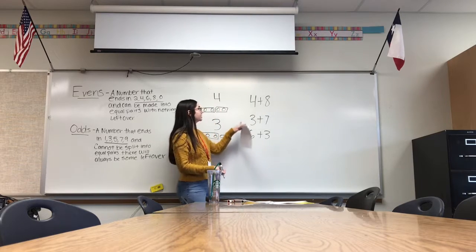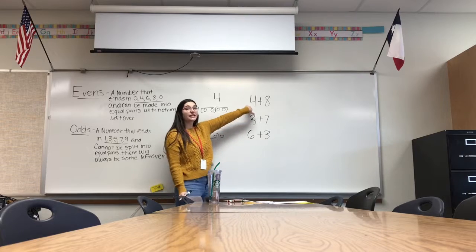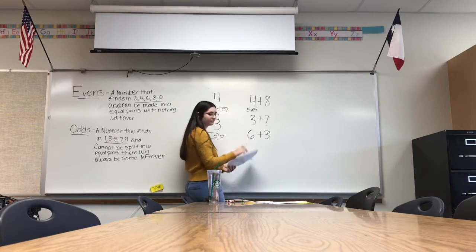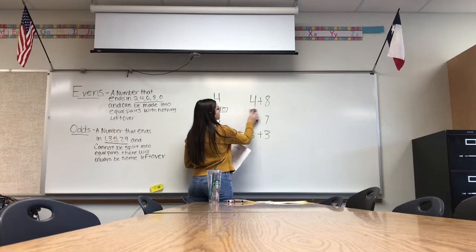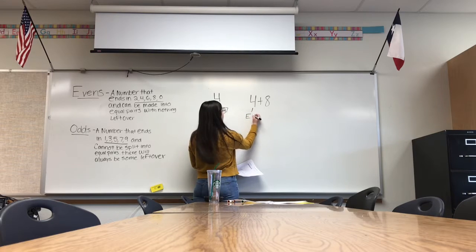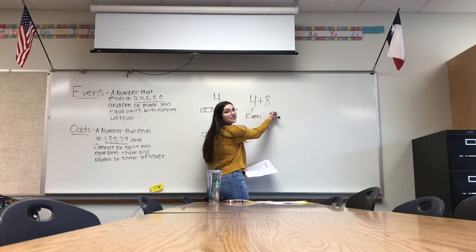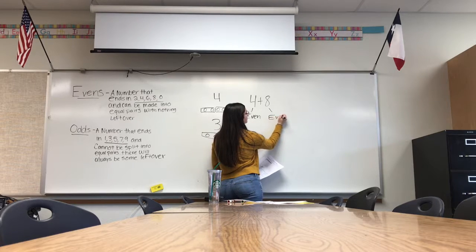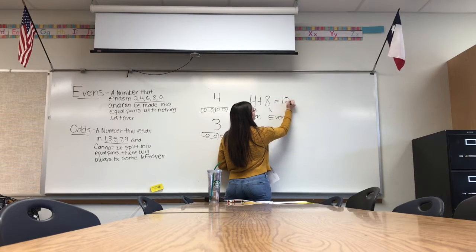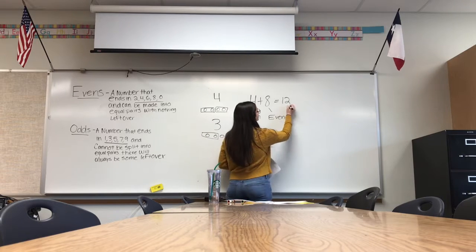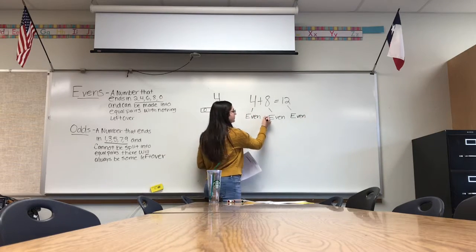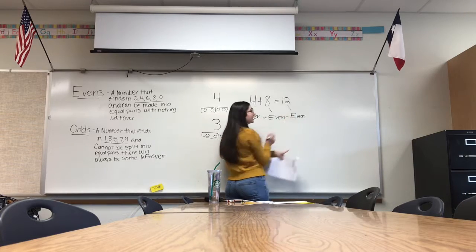So, let's look at this first one. So, is 4 an even or odd? Even. Alright, let's erase these real quick. Okay. So 4 is an even. 8 is an even. And 4 plus 8 equals 12. And 12 is an even. So an even plus an even equals an even.